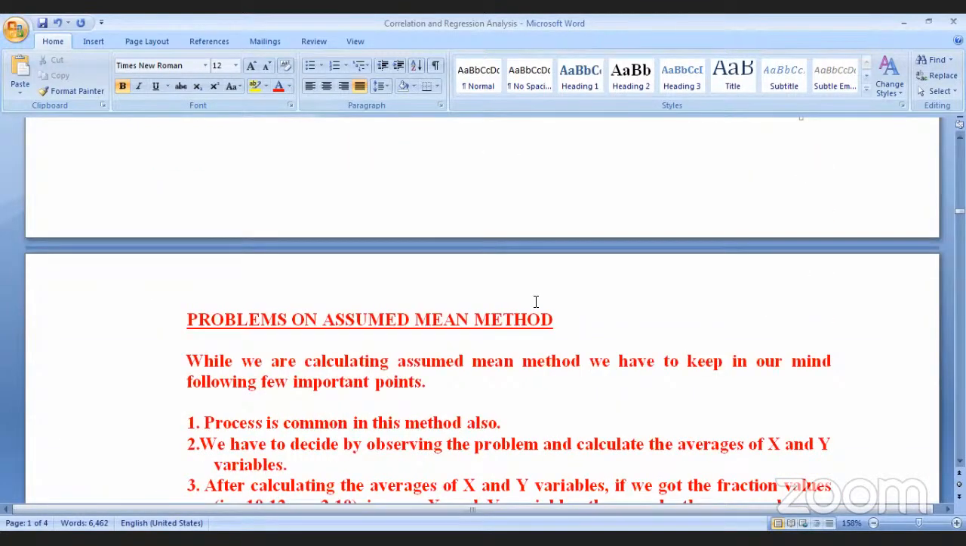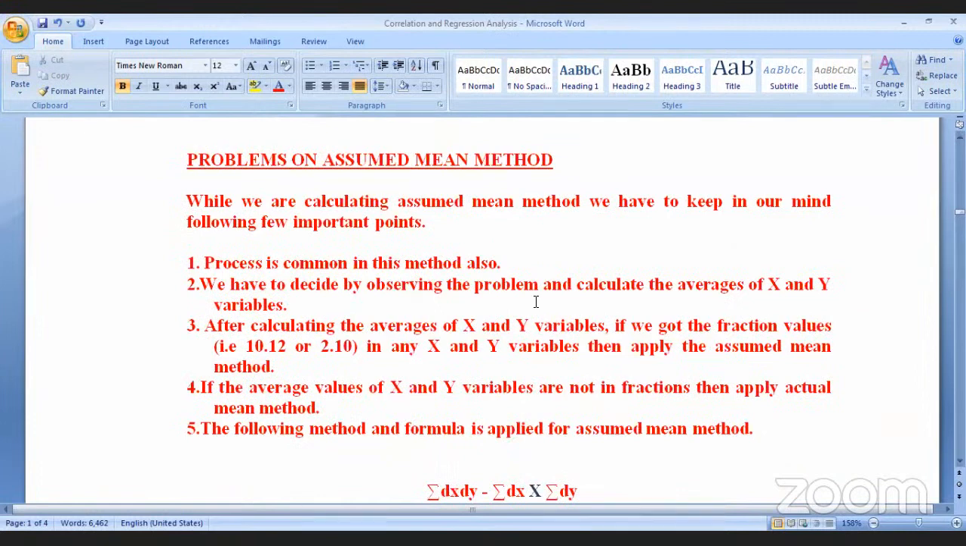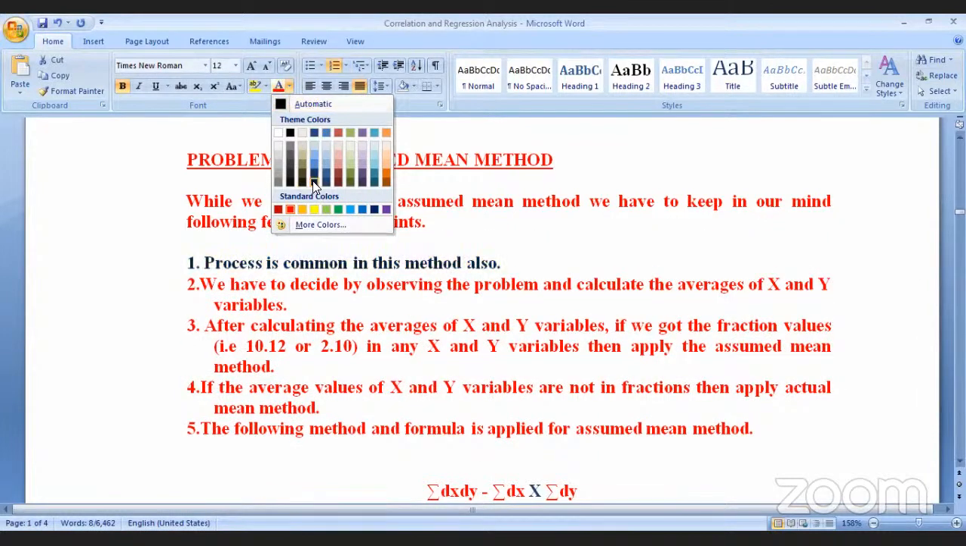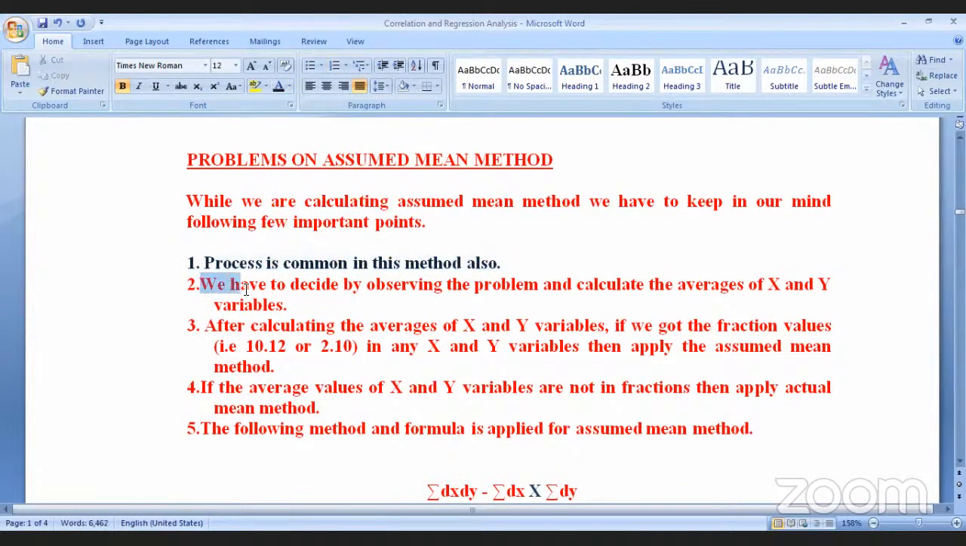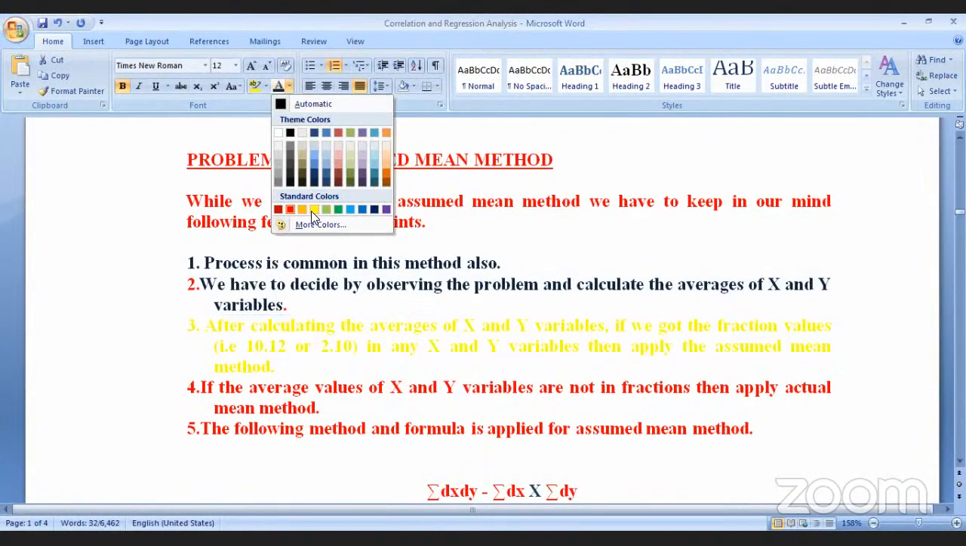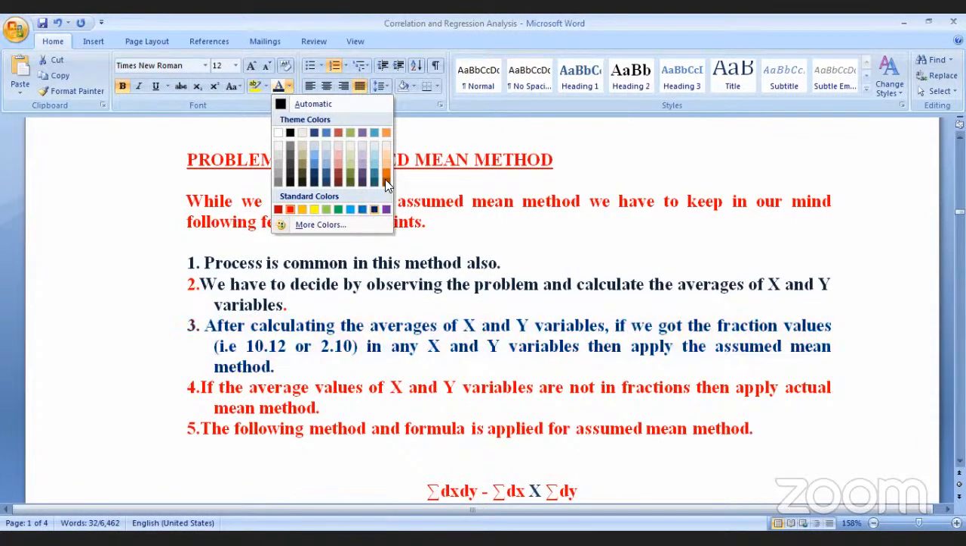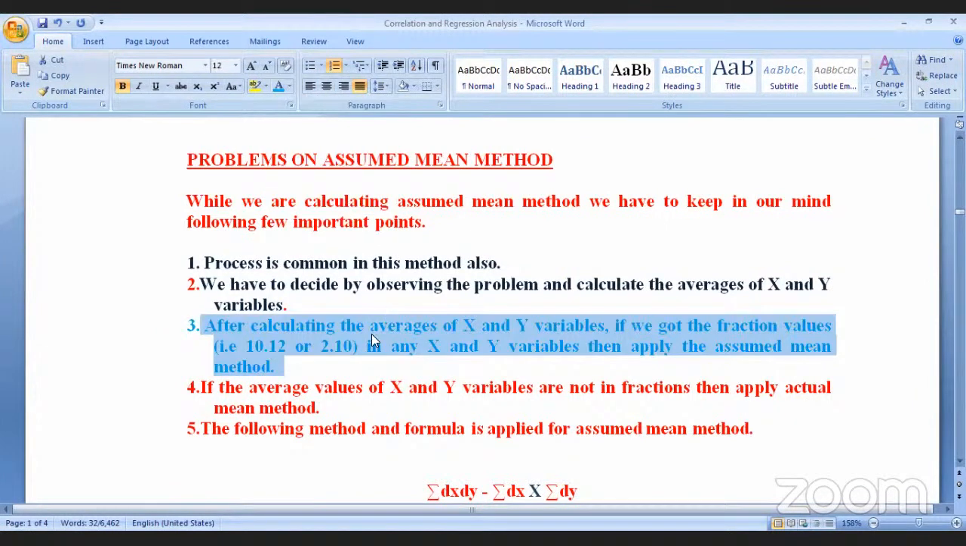So here the problems are on the assumed mean method. I will go directly to the steps here. While we are calculating by the assumed mean method, we need to keep in mind the following few important points. The process is the same as how we did calculations in the actual mean method. By observing the problem, we have to decide. We calculate the average of the x and y variables. After calculating the averages, this is the most important point. In the previous problem we did x bar and y bar. Yes or no? In the same manner here also we need to give importance to x bar and y bar.